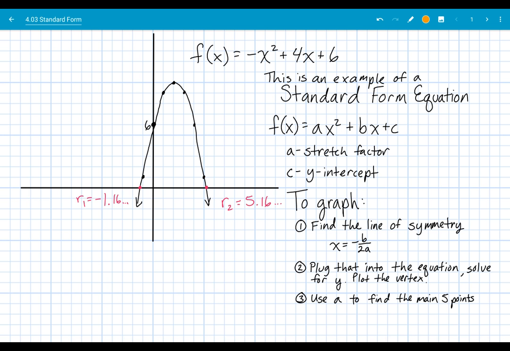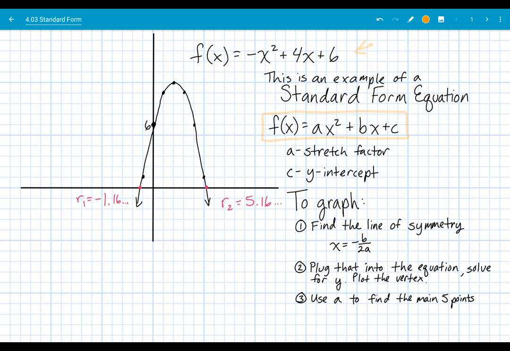So the general version of standard form looks like this, where ax squared plus bx plus c is just written out. You'll notice that the squared always comes first, and then the x by itself without an exponent, and then the c is always just a number. And if you want an example, we've got one up top here. And this is actually what it looks like. That is the same equation or same graph.